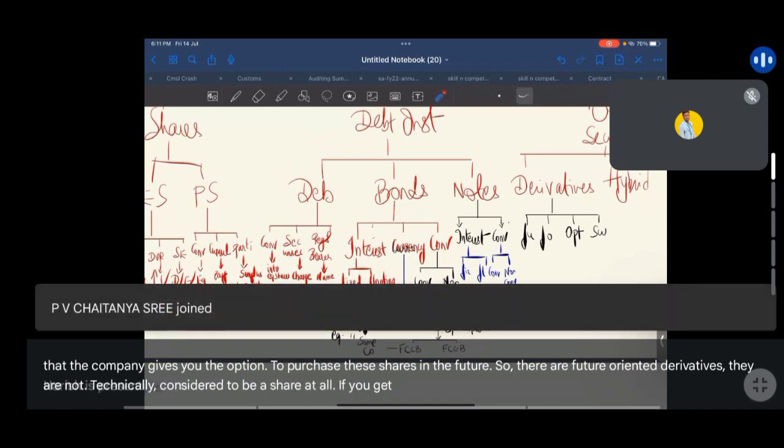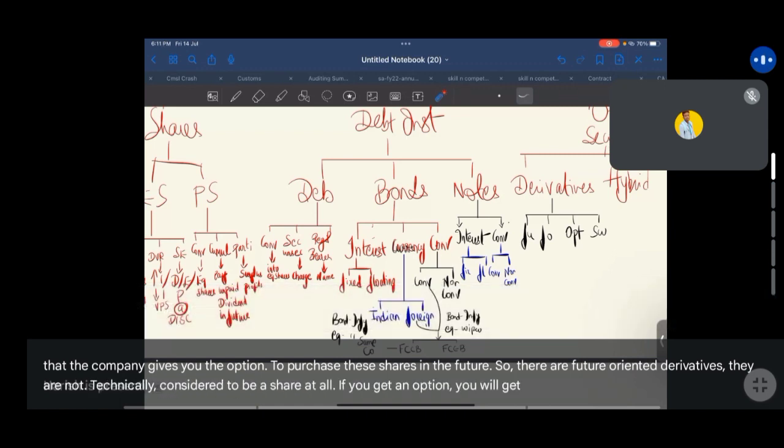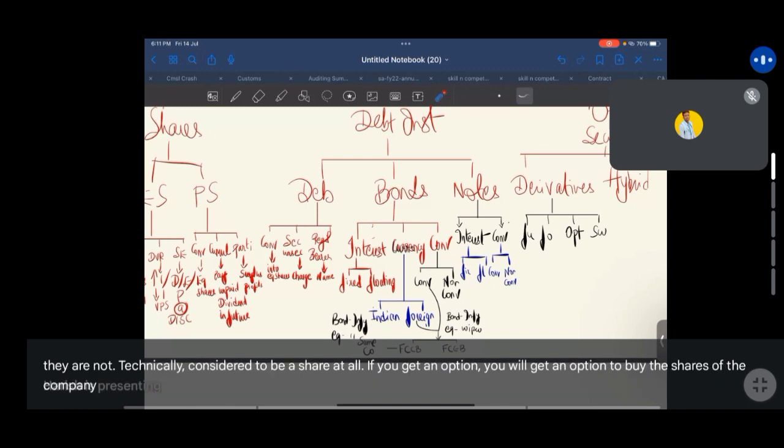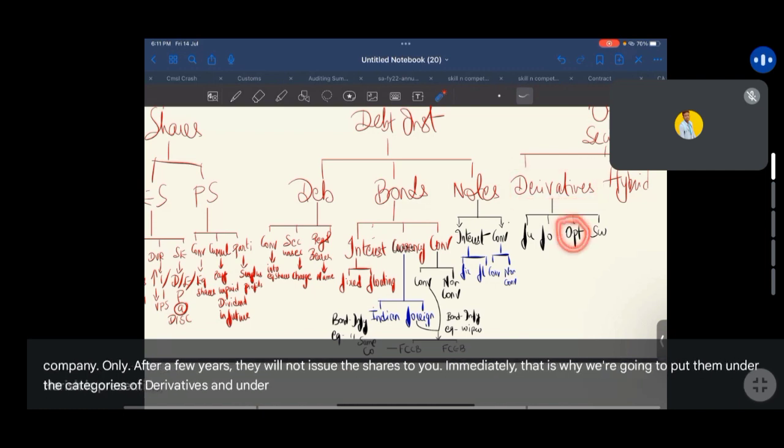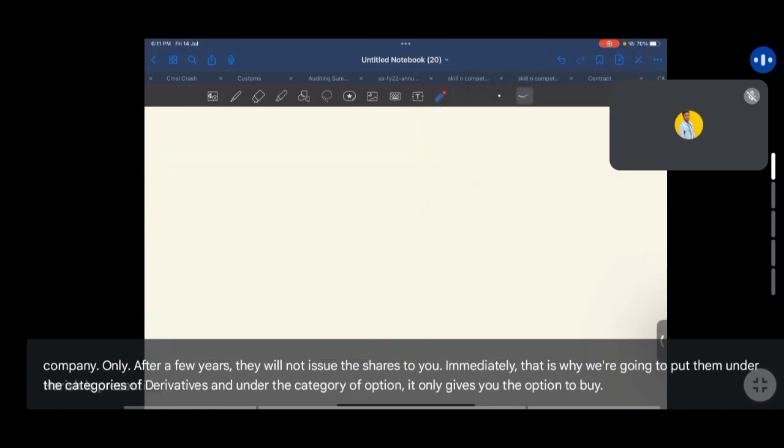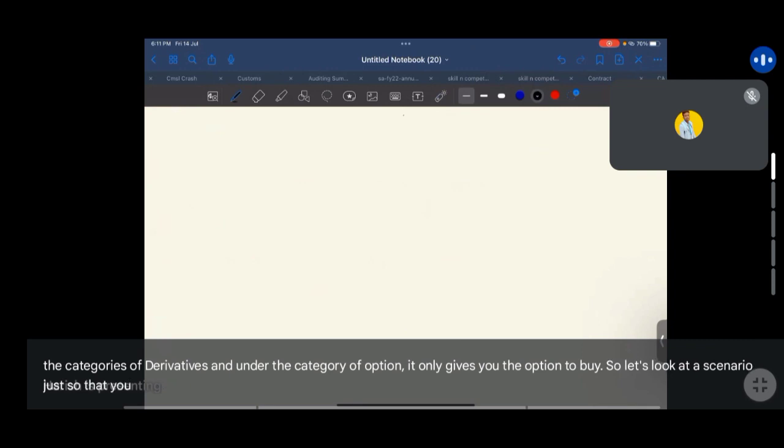If you get an option, you will get an option to buy the shares in the company only after a few years. They will not issue the shares to you immediately. That is why we're going to put them under the category of derivatives and under the category of option. It only gives you the option to buy. So let's look at a scenario just so that you are clear with what an ESOP is.